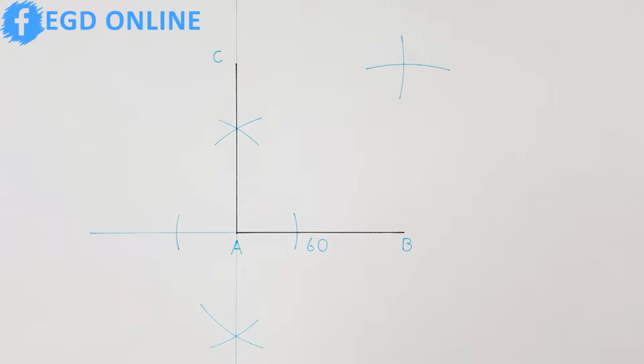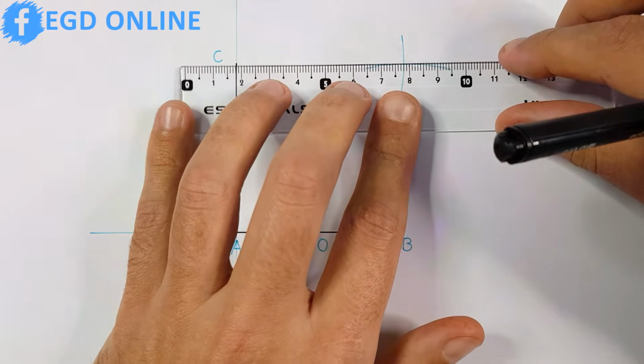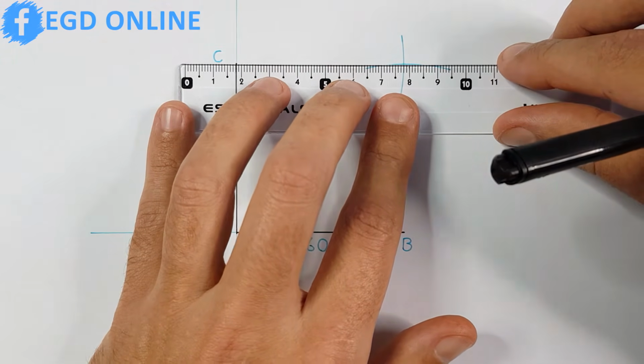Next, you can take your ruler and join the crossing point to C and B. You can also label the crossing point as D.